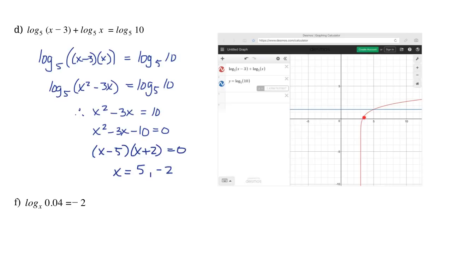So this log has an asymptote at 3, and the reason why it's at 3 is because that's what would make this log value 0. So this value of negative 2, if we were to plug this into the equation here, we'd have negative 2 minus 3, which is negative 5. So it's like taking log base 5 of negative 5. 5 to the power of what is going to give us negative 5? Well, nothing. It's impossible. There's no solution to that problem. So because that's the case, we say that this is extraneous.